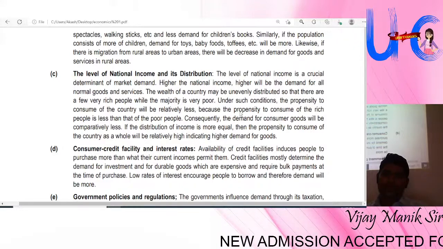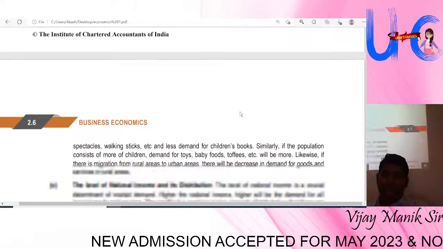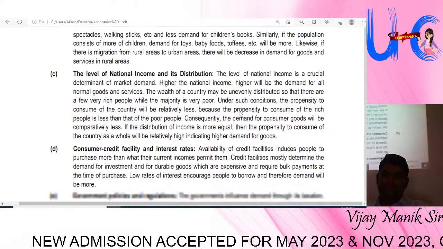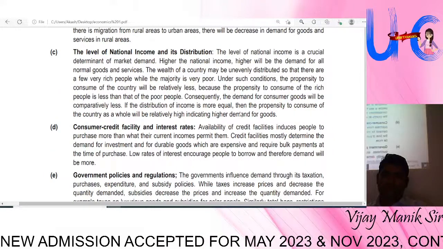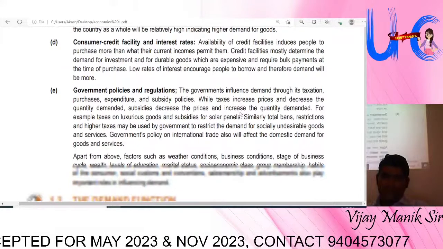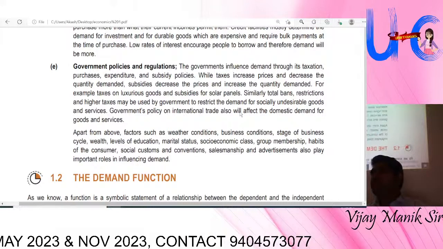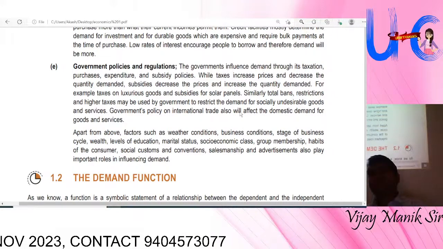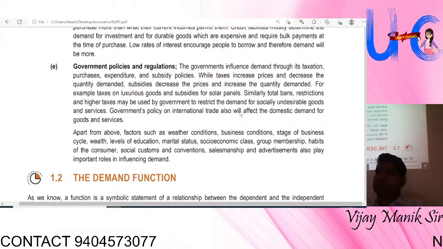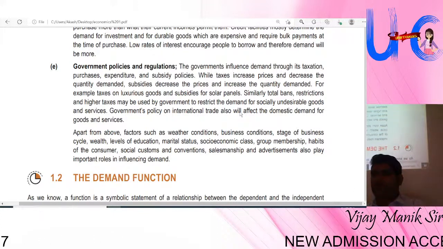The level of national income and its distribution. Consumer credit facility and interest rate. Government policies and regulations. These are the things which can be imposed on the consumers as well as on the industries. These things influence that particular product.